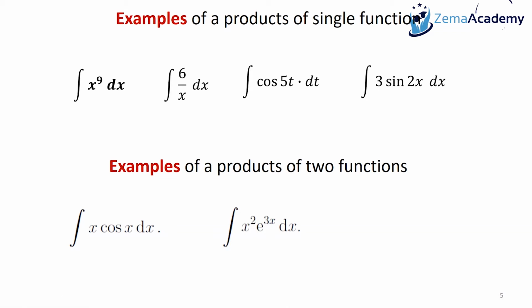Another example of a situation where you are required to integrate and the integrand consists of two functions. Here, one function is x square and another function is the exponential e to the power 3x. Again, if you compare it with the top examples, you can see that in this case and this case, there are two functions that need to be integrated with respect to x. Any questions on this?